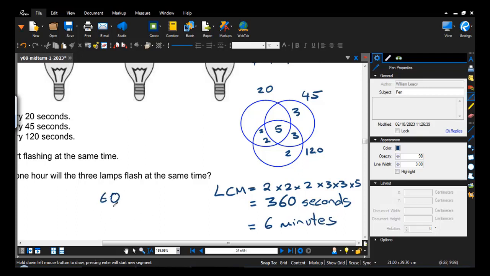60. So you're going to divide that by 6 and that will tell us 10 times. So they'll flash together 10 times in an hour. That's it.